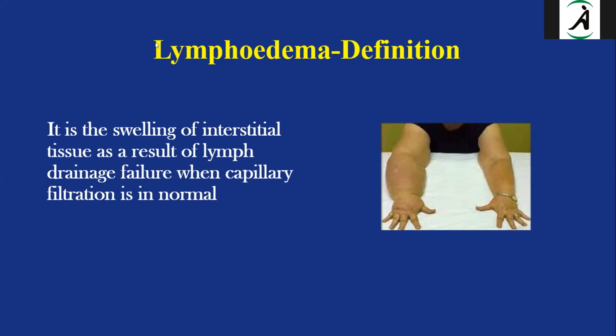So at that time there is a chance of developing edema in that particular part. That is lymphedema. It is the swelling of interstitial tissue as a result of lymph drainage failure when capillary filtration is normal. If capillary filtration is normal, definitely there is a chance of fluid oozing out into the interstitial space. So if there is a block, or any damage or removal of lymph nodes in our body, that fluid will be retained and collected there. So that is called lymphedema.